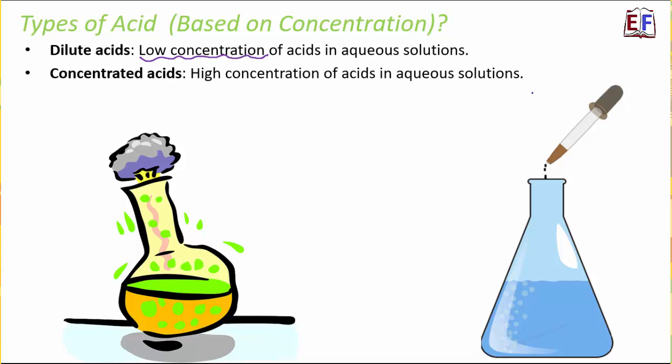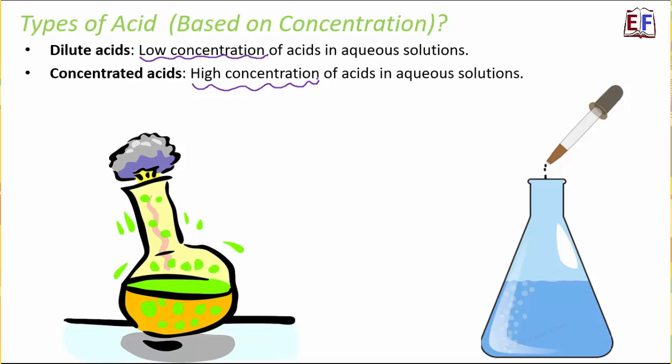Similarly, when you have less acid and more water, that's dilute acid. So the percentage of acid is less in the case of dilute acids. But when you talk about concentrated acids, that means there is a high concentration of acid in aqueous solution. So that's a comparatively higher percentage of acid in the aqueous solution. Right, so that's the difference between dilute and concentrated.